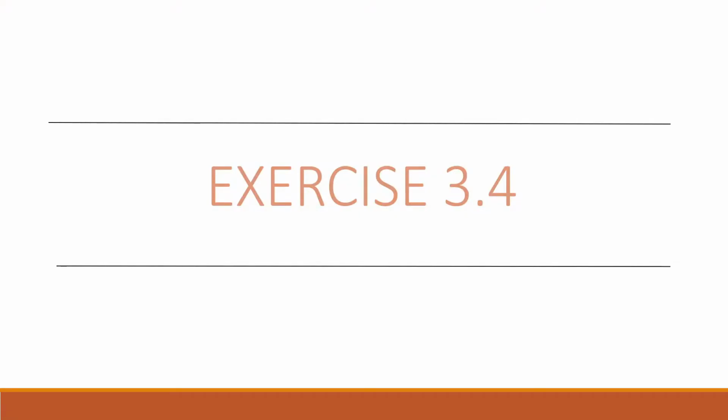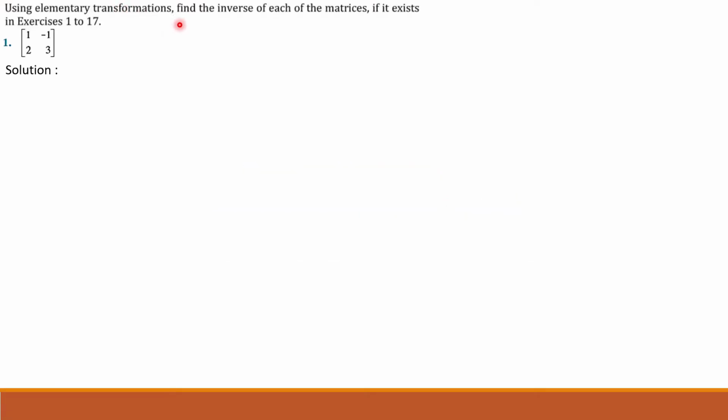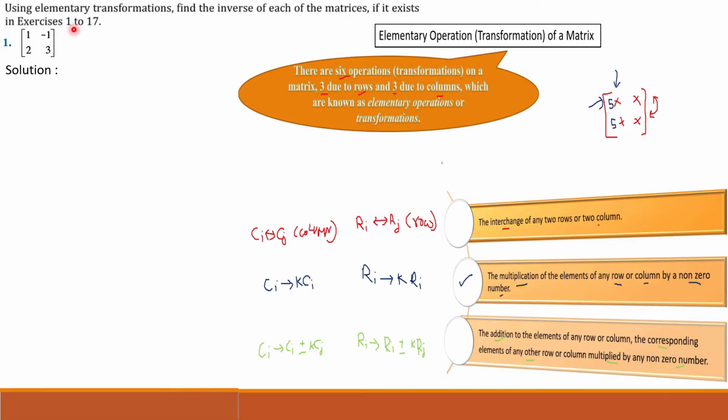So let us start with exercise 3.4. Now in this exercise, we have to find inverse of each of the matrices using elementary transformation. So we have seen 6 transformations, 3 for rows and 3 for columns, by which we can find inverse of a matrix. So let us solve the first question.